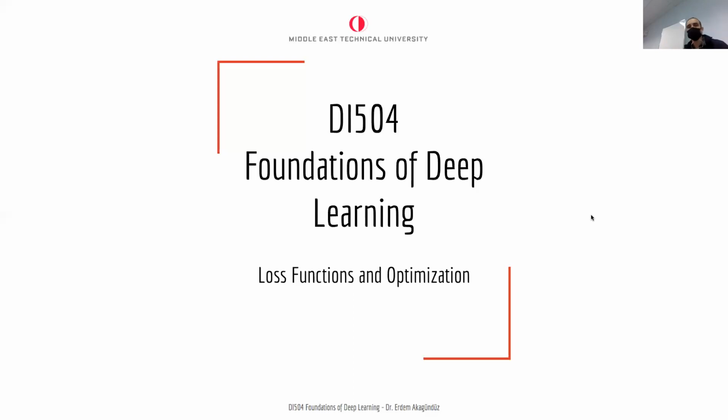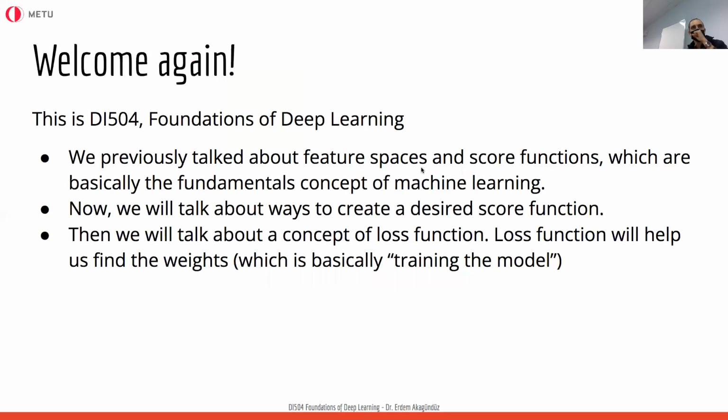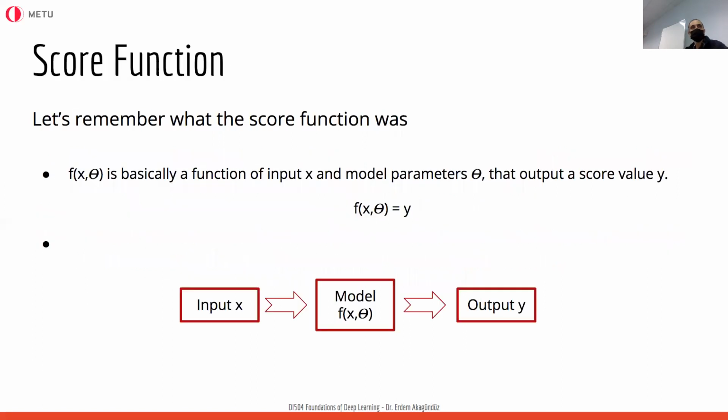Okay, let us continue with this brief introduction. The first slide is about what I was trying to say in this 5-minute introduction. We previously talked about feature spaces and score functions. Now we'll talk about ways to create that desired score function, and that way is optimization and using loss functions. We'll talk about the concept of loss function, and loss function will find us the weights, the parameters of the score function, which is basically training your model. Okay, remember score function. You had an input, you had an output.